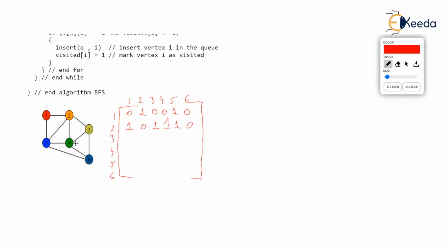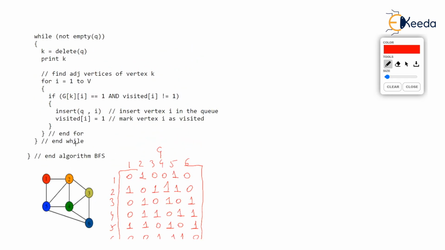3 to 1 is 0, 3 to 2 is 1, 3 to 3 is of course 0, 3 to 4 is 1, 3 to 5 is 0, 3 to 6 is 1. By the way, 4 to 1 is 0, 4 to 2 is 1, 4 to 3 is 1, 4 to 4 is 1, 4 to 6 is 1. 2 more rows to go: 5 to 1 is 1, 5 to 2 is 1, 5 to 3 is 0, 5 to 4 is 1, 5 to 5 is 0, 5 to 6 is 1. And finally 6 to 1 is 0, 6 to 2 is 0, 6 to 3 is 1, 6 to 4 is 1, 6 to 5 is 1, 6 to 6 is 0. So we assume that this matrix G is already created for this graph.